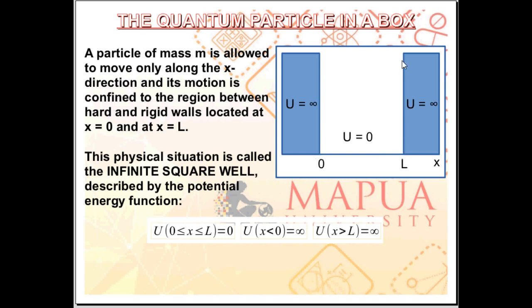The same goes for x is equal to L. At x is equal to L, you have the wall. At x greater than L, the potential energy is also at an infinite value. U is equal to infinity, meaning to be able to pass through, the particle must have energy just as great as U. Since an actual particle cannot have infinite energy, the particle is confined to move in the region between x is equal to 0 and x is equal to L. So the particle will simply move back and forth from x is equal to 0 to x is equal to L and then back again.